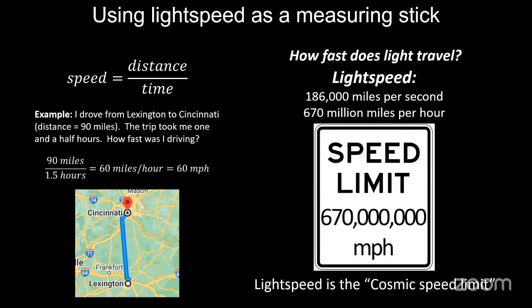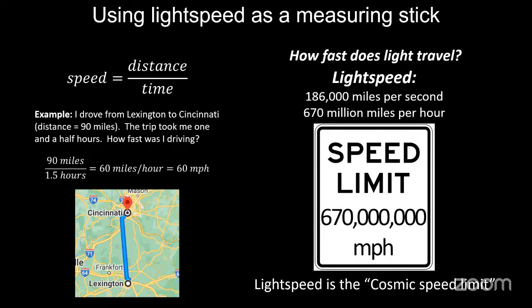So in physics, speed is defined as distance divided by time. It's how fast, if something moves across a certain distance, how much time did it take to cross that distance? So for example, if I drove up to Cincinnati, it's about 90 miles. If it took me an hour and a half to drive there, I can divide those two numbers and I can get that I must have driven at a speed of 60 miles an hour when I drove up to Cincinnati, right?